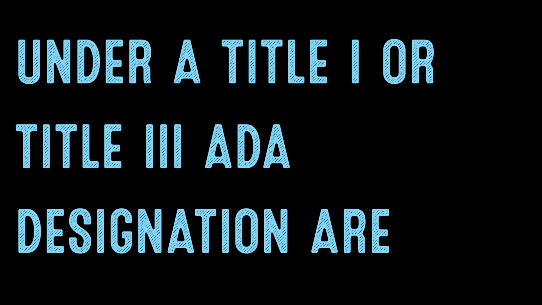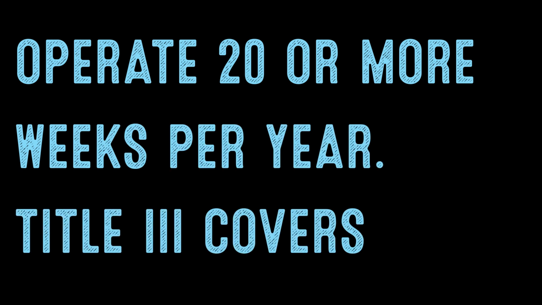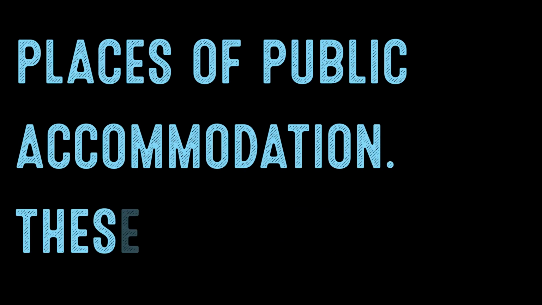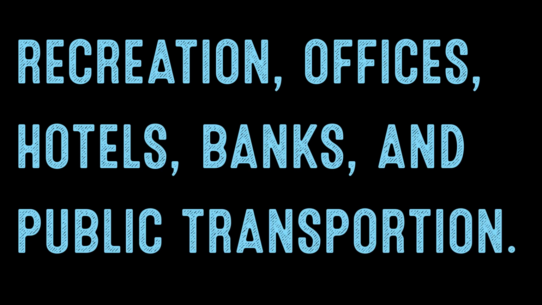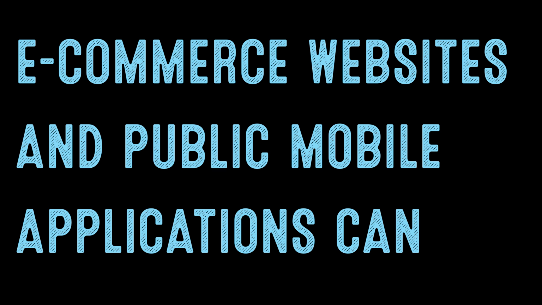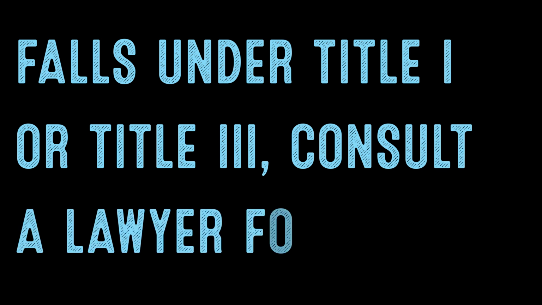Businesses that fall under a Title I or Title III ADA designation are required to develop an accessible website. Title I businesses have at least 15 full-time employees and operate 20 or more weeks per year. Title III covers places of public accommodation. These are businesses open to the public and can include schools, places of recreation, offices, hotels, banks, and public transportation. E-commerce websites and public mobile applications can fall under Title III. If you are unclear if your business falls under Title I or Title III, consult a lawyer for legal advice.